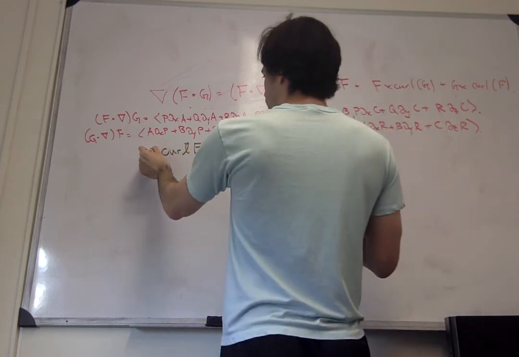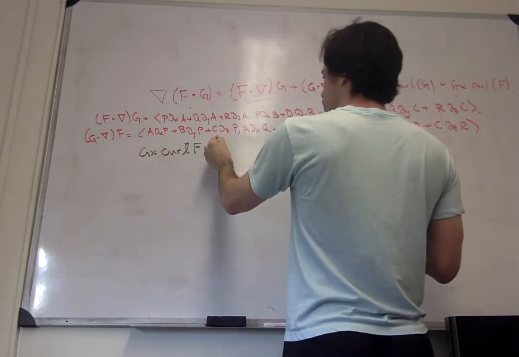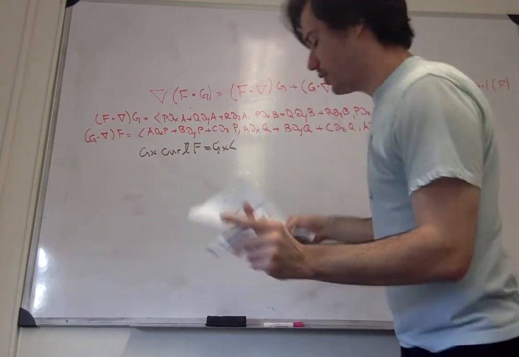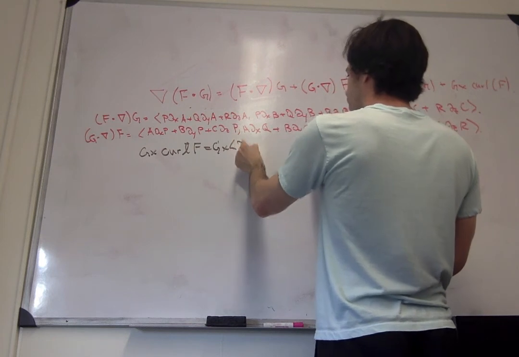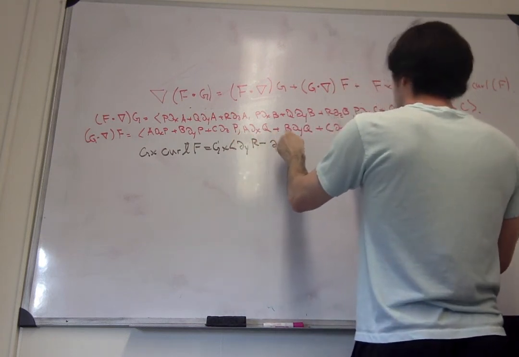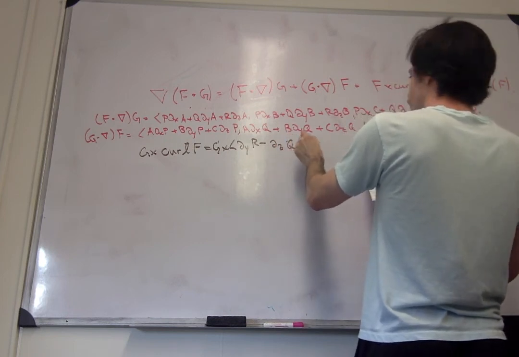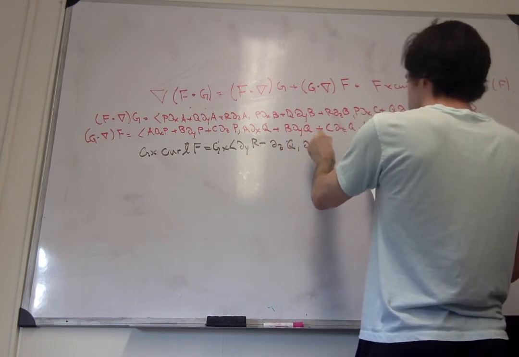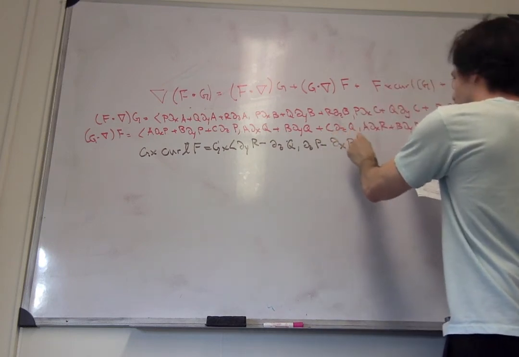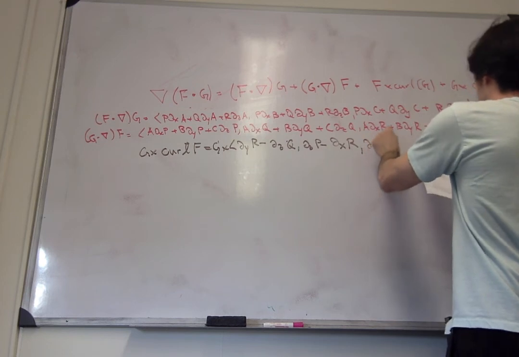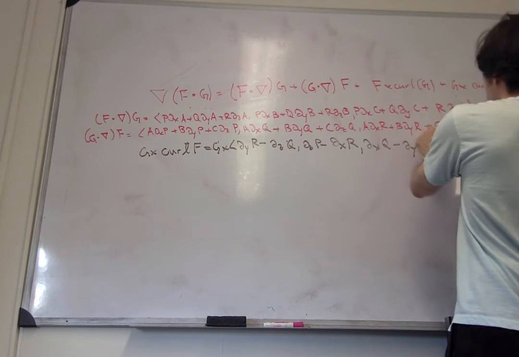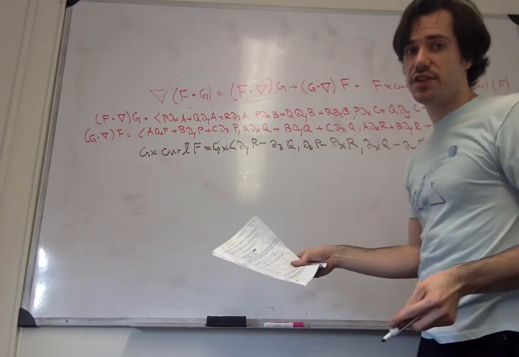So this is going to be G cross the definition of the curl. And what's the definition of the curl? It's del y R minus del z Q, del z P minus del x R, del x Q minus del y P. Okay, so that's literally just the definition.